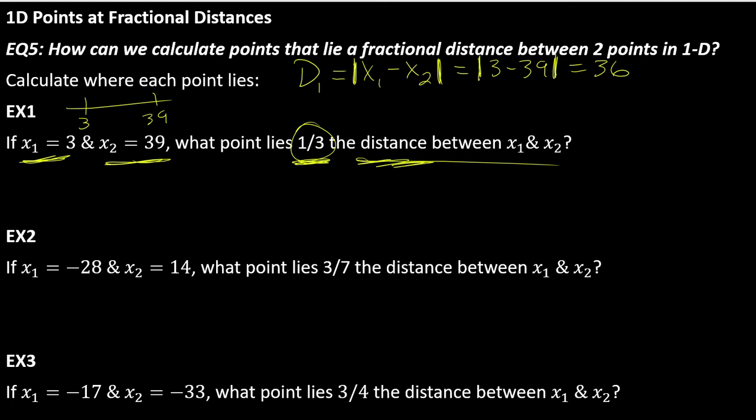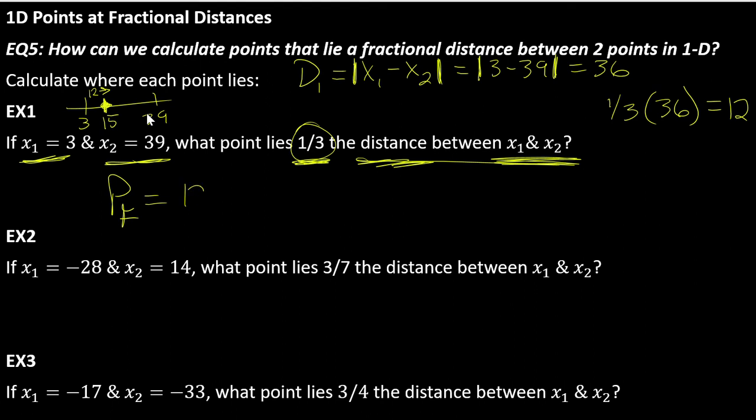Okay, so 36 is our total distance, but we only want to go 1/3, right? So 1/3, about right there. So instead of going 36 all the way over here, we only want to go 1/3 of that. Well, 1/3 of 36, that's just 12. So that means I'm going to travel 12 from 3 towards 39. So that puts me at 15. The point that lies 1/3 the distance between x1 and x2, we're just going to call that P of F, point at a fractional distance. That point exists 12 away from x1, which ended up being 15.